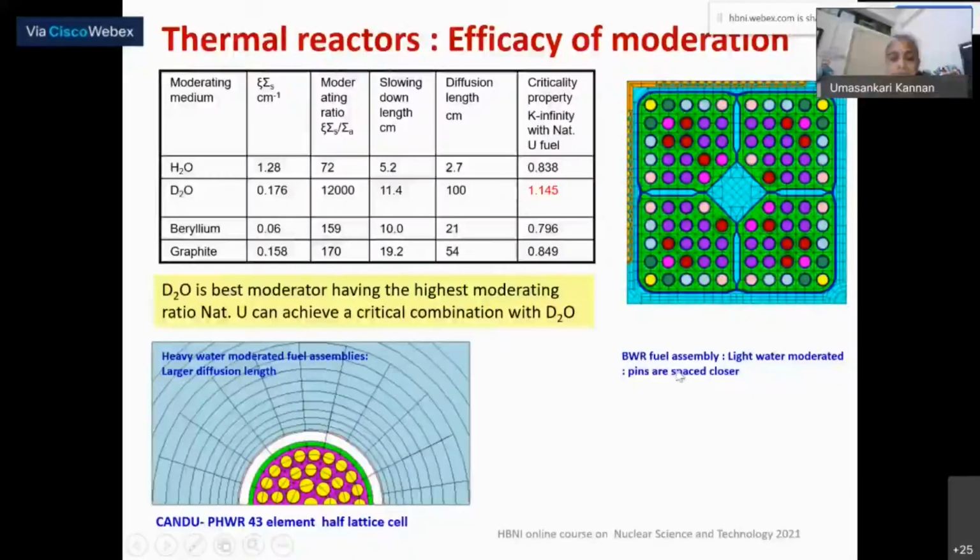So in a light water system, the pins are placed closer, whereas in a heavy water system, the moderator quantity is larger. So you will find that light water systems are compact and small, and heavy water systems are huge, bigger.